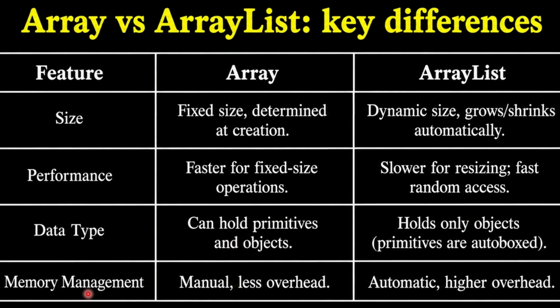Primitives are auto-boxed in the case of the ArrayList in a collection. When it comes to memory management, because it is manual in arrays, there is less overhead: you manually give the size for the array, so less overhead. In the case of automatic element addition or removal, there is higher overhead. These are the few differences between the array and ArrayList. If any doubt, you can ask me at any time through the comment box.